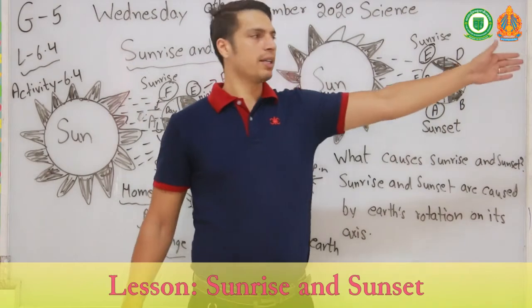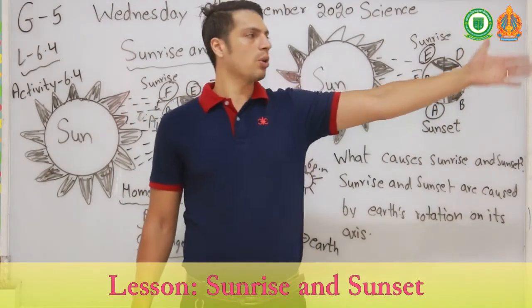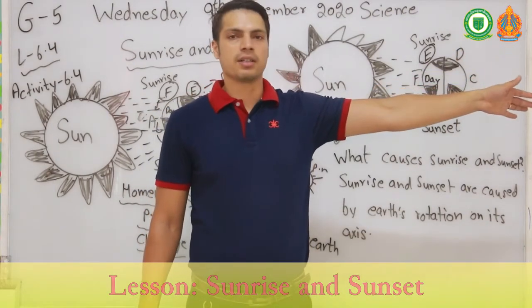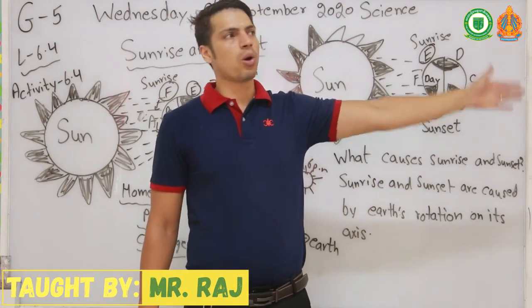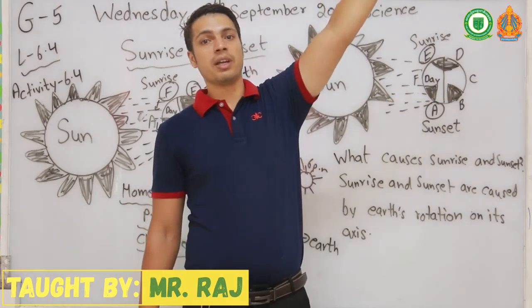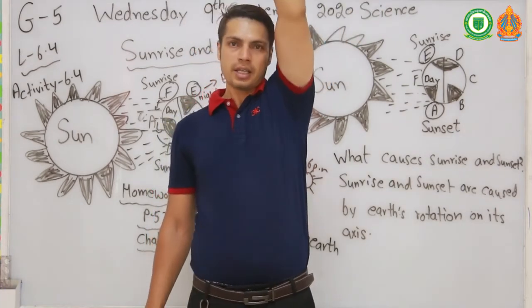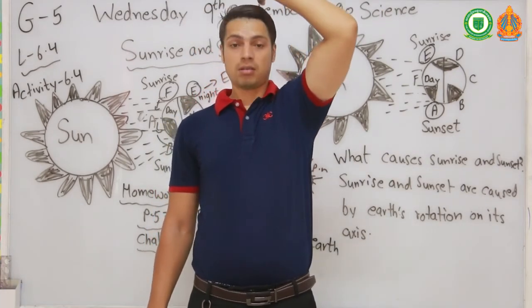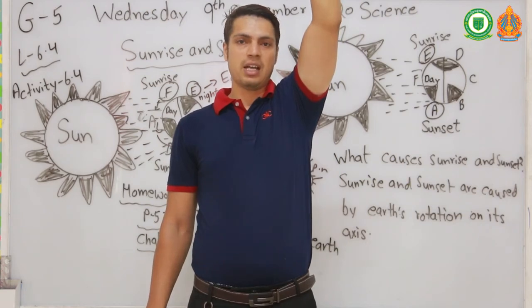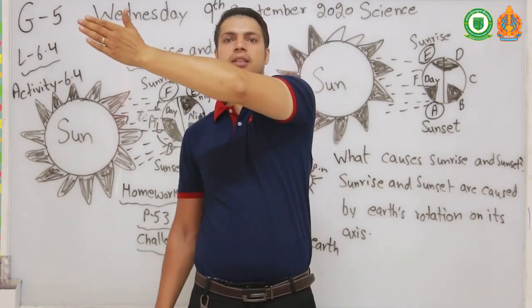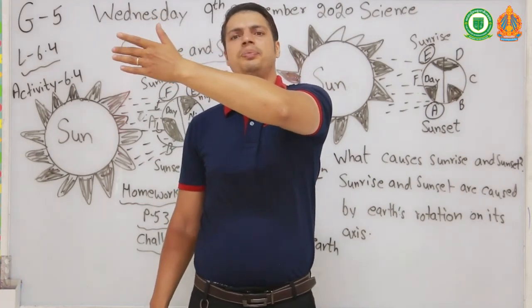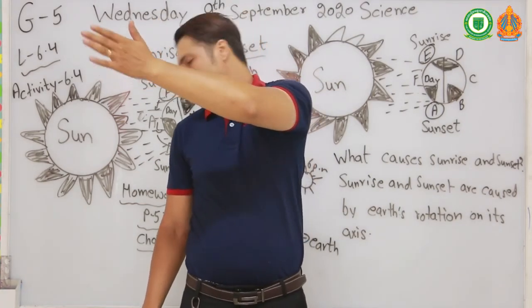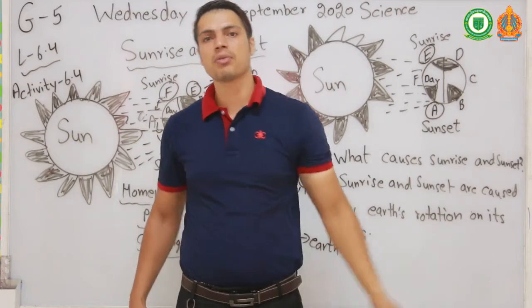Now I see sunrise at 6 a.m. in the morning, just as an example. Around 9 o'clock I see the sun here. At 12 o'clock I see the sun right on the top of my head. Then around 3 o'clock I see the sun this side, and around 6 o'clock I see the sun here. That's the time of sunset.